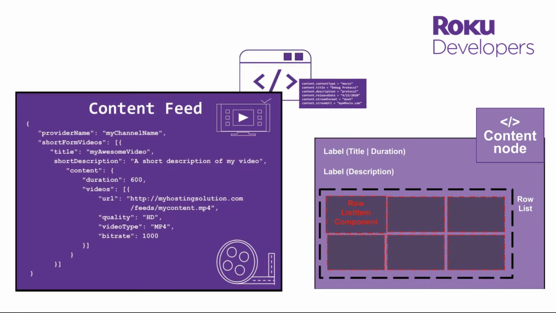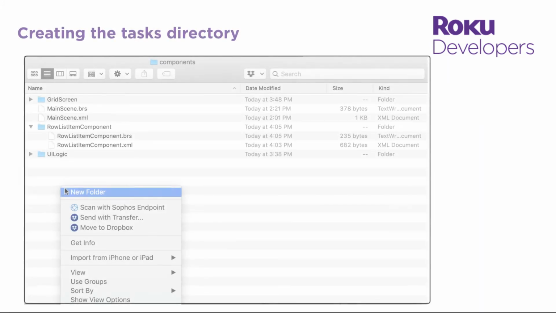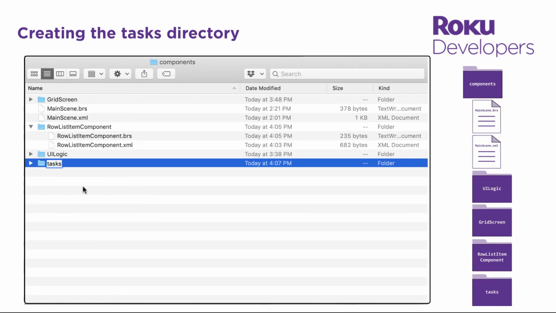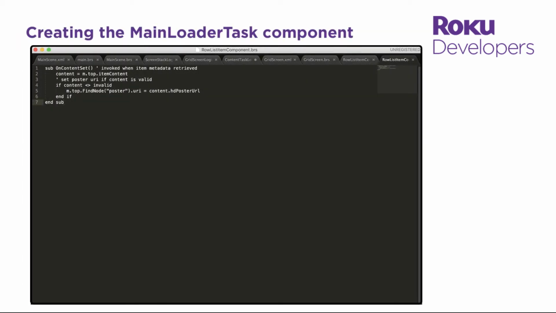So the final step in programming our channel is to add a task for loading content into the grid. To create this content loading task, we first need to add a new folder in the components directory named tasks. Now let's create the main loader task.xml file.